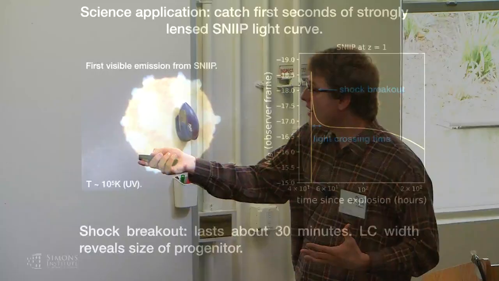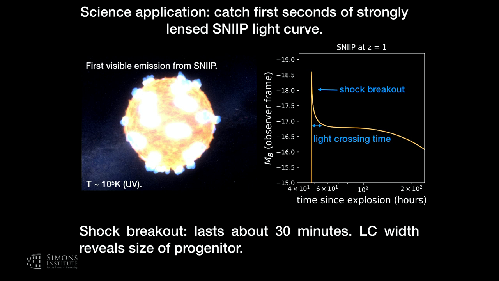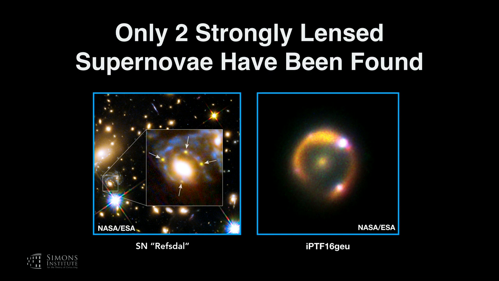So now if we imagine doing this multiple times, we could imagine trying to systematically understand the properties of the stars that end their lives as supernovae by using strong lensing as a tool to catch the very earliest data on these explosions. So that would be really cool. Problem is that these things are super, super rare. Only two strongly lensed supernovae have ever been found.